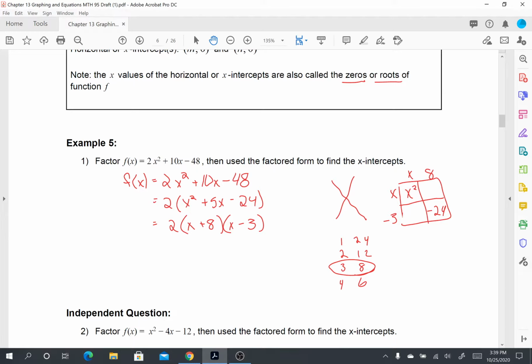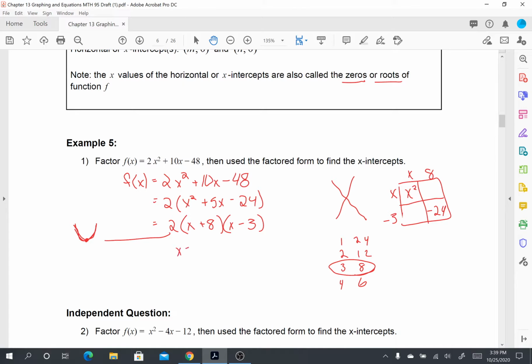And this first term, that 2, is positive. What that would mean, didn't ask me, but I could tell you anyway, is that we would have a parabola that was concave up. And now we can also find our x-intercepts.